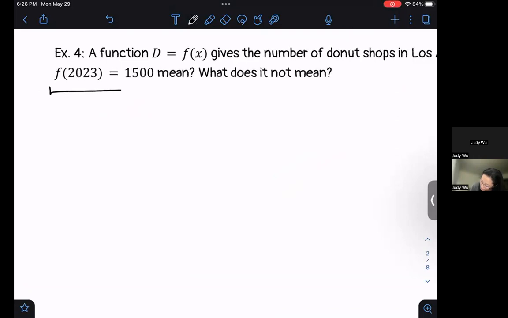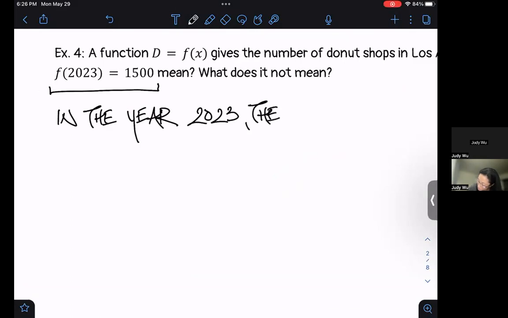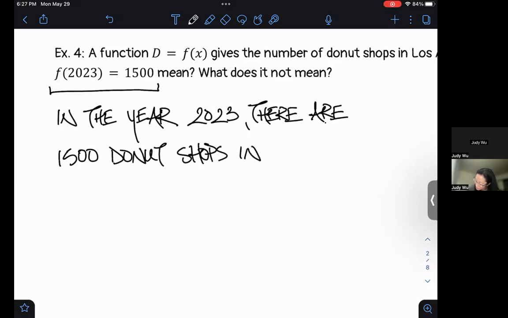But this right here means in the year 2023, there are 1,500 donut shops in Los Angeles. All right, so my input is the year, so 2023, and the output is the number of donut shops. Okay, so in 2023, there are 1,500 donut shops in LA.